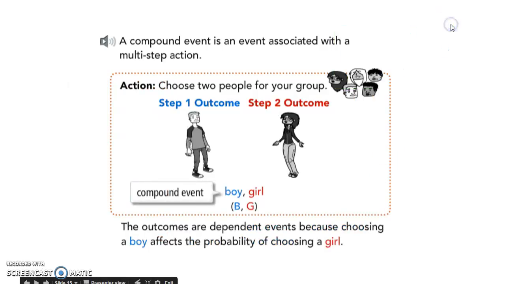All right. So here, another example of a dependent event. I have this group of 5 people over here, and I have to choose 2 people for my group. So choice 1, I pick one person, and I pick a boy the first time. After I pick a boy the first time, how many people are left to choose from? There's one less. So this is a dependent event because there's one less choice after my first choice when I'm making my second choice. The number of possibilities changes from the first outcome to the second outcome.